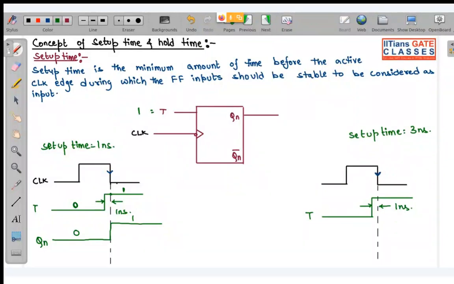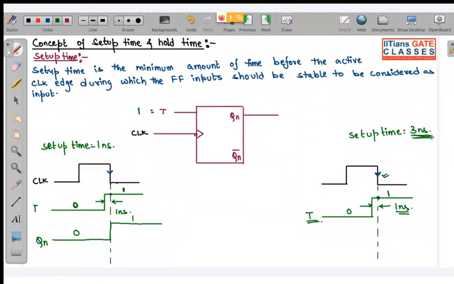See, first of all, I will tell you that whenever this thing happens, you can see over here setup time is 3 nanosecond. And over here, you can see that this input is making a transition 1 nanosecond before this active clock edge, from 0 to 1. So that means at this particular clock edge, t will not be considered as 1.